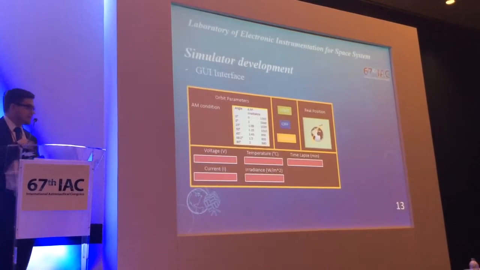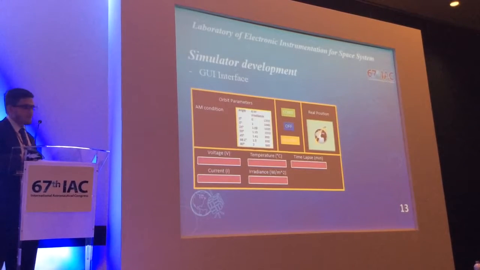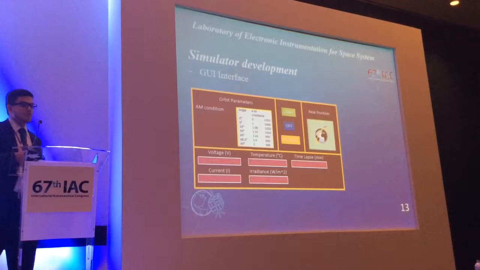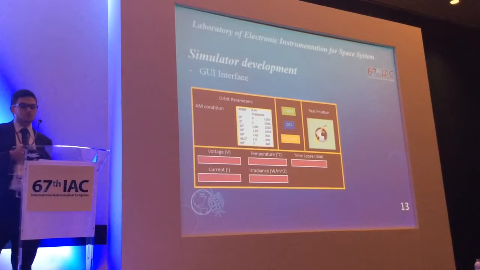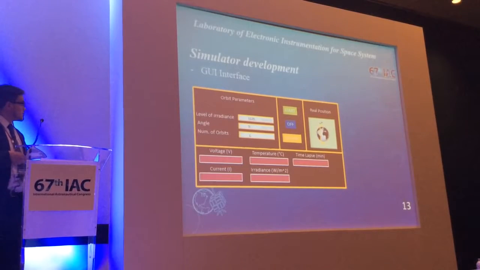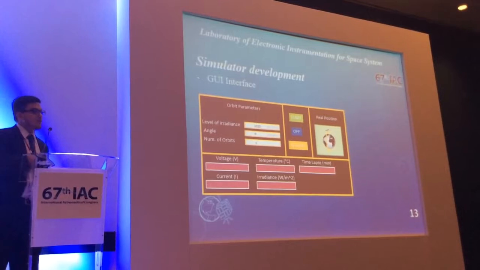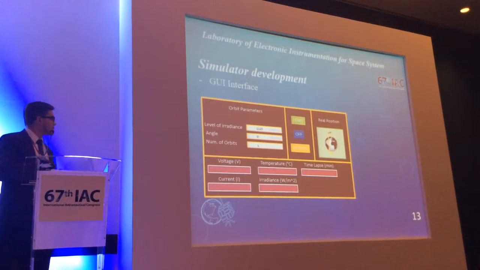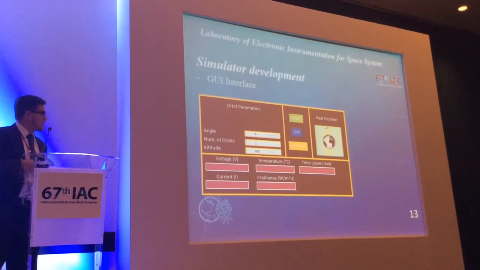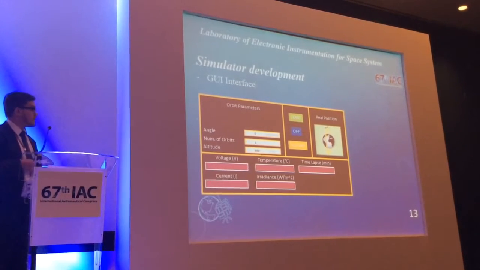Also, when we select this condition, we know the angle of the orbit, and lastly we can select the number of orbits that we want to simulate. Another case was to select directly the level of irradiance and the angle of the orbit, and also the number of orbits. And the last case was to select the angle and the altitude of the orbit, and also the number of orbits that we want to simulate.